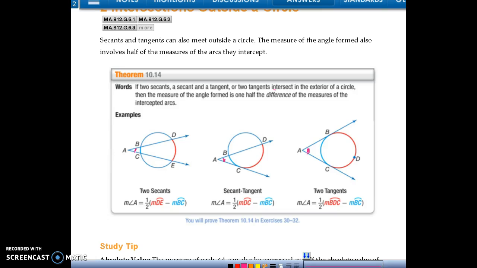Okay, in this case, Theorem 10.14, we have three different cases: 2 secants, 1 secant and 1 tangent, and 2 tangents. In the three cases, the measure of this angle, BAC, or angle A, is going to be 1/2 of the difference of the big arc minus the small arc. In this case, this angle is going to be 1/2 of the difference between CD and BC. And in this case, same thing, half of the difference of BDC and BD.